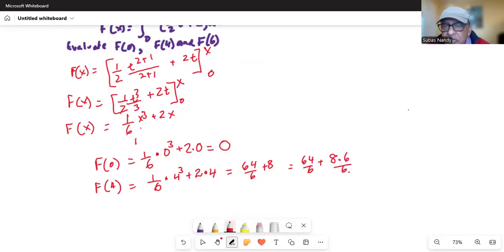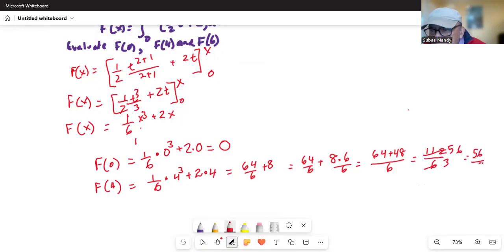Why did I do it this way? To keep the denominators the same in both of them. And so now we can add the numerators: 64 plus 48 divided by 6, which is 112 by 6. Now I think 2 is a common factor in both of these. So 2 goes into 6 3 times and 2 goes into 112 56 times. So the final answer is 56 over 3. This is the answer for F of 4. Okay. And the last thing is F of 6.